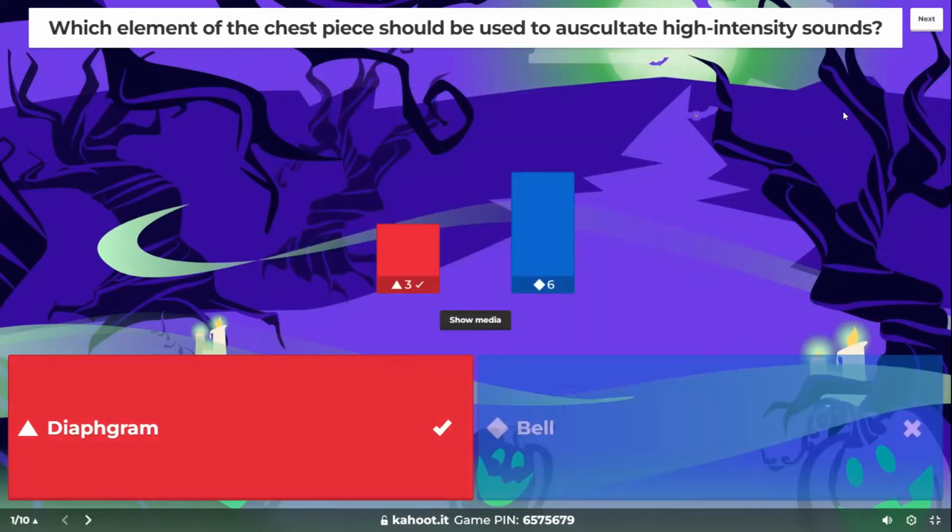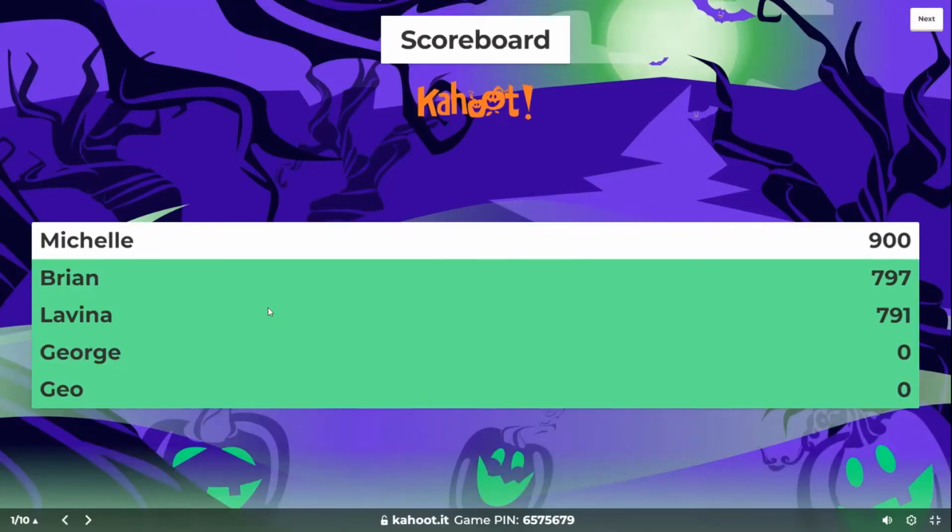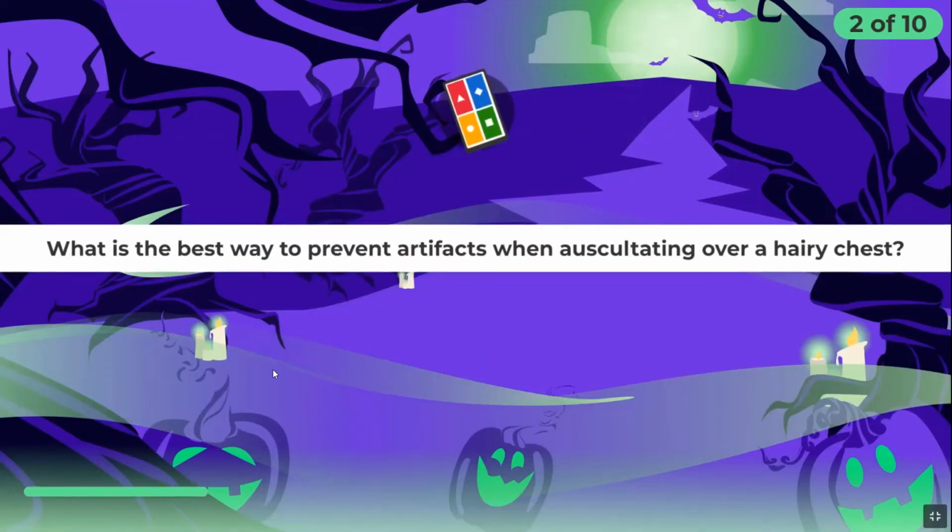All right, so let's see. The diaphragm is going to be used to auscultate breath sounds. And Michelle, again, Brian, Lavina, George, and J.O. have the fastest response time.